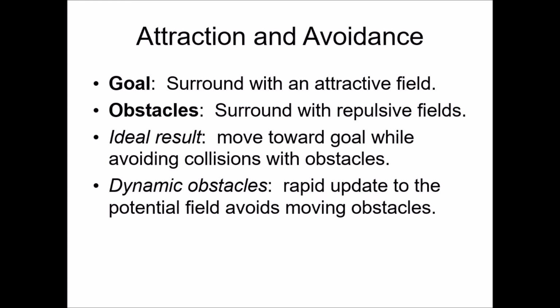For the attraction and the avoidance, what we have is the goal, which generates the attractive force, and then the obstacles that surround with the repulsive force. For the ideal result, the robot will move towards the goal and at the same time avoid the obstacles. To cater for dynamic obstacles, meaning obstacles that move while the robot is moving, the system needs to update the information regarding the new attractive and repulsive force in order to generate the final path.